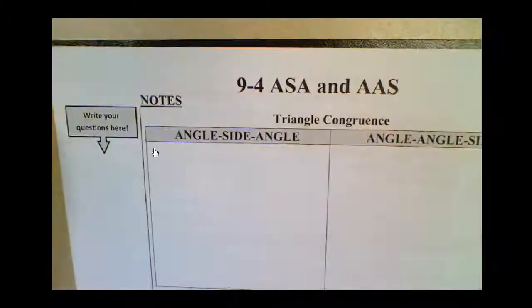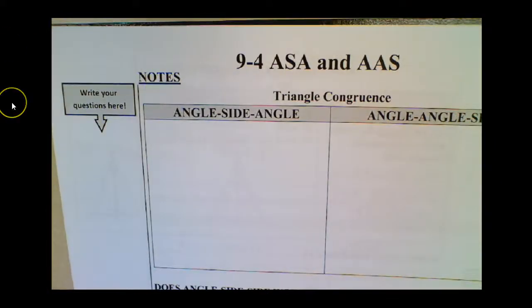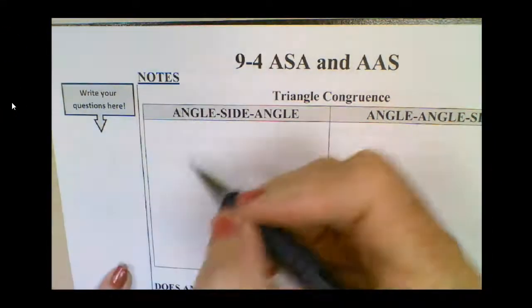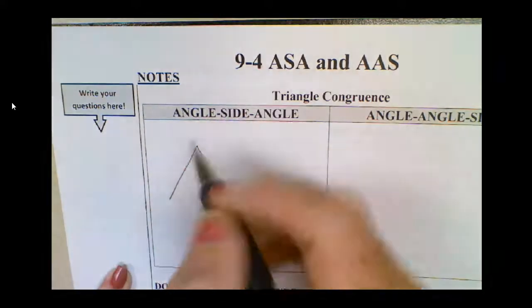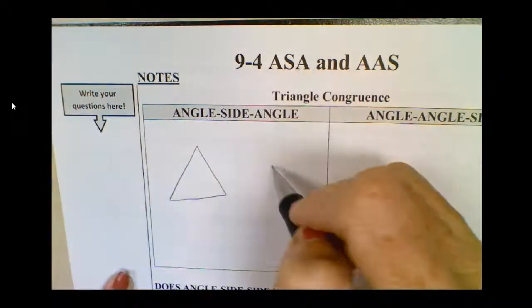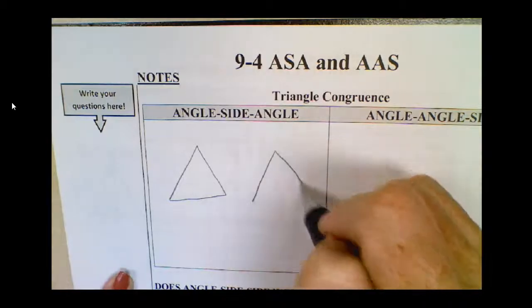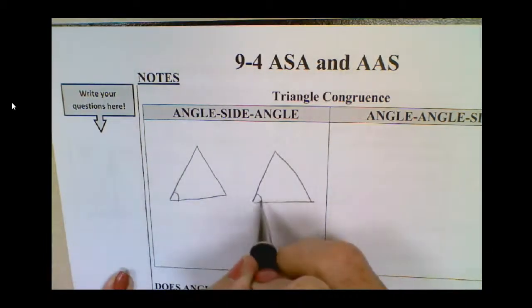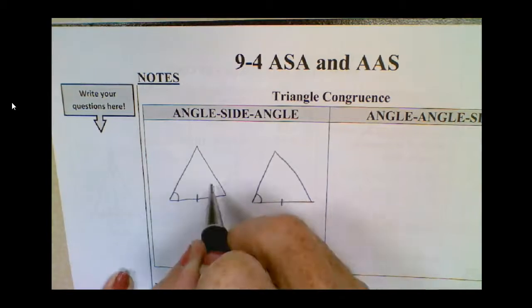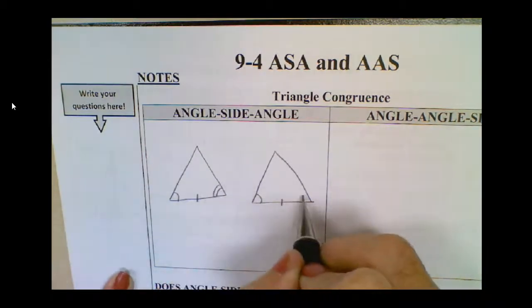Okay, so we are working on 9-4, which is working on angle, side, angle, and angle, angle, side triangle congruence. So let's draw two of those triangles. Let's start with angle, side, angle. So here are our two triangles, and we have an angle and a side and another angle.